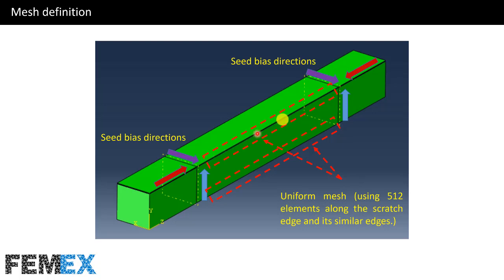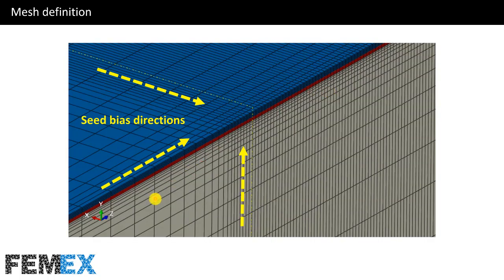And here we have the scratch line. I have defined uniform mesh using 512 elements along the scratch edge and its similar edges to maintain the accuracy of the calculations along the scratch line. And here you can see the seed bias directions and the change of the element size.